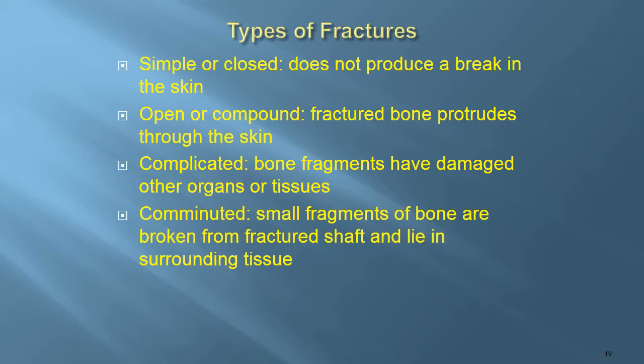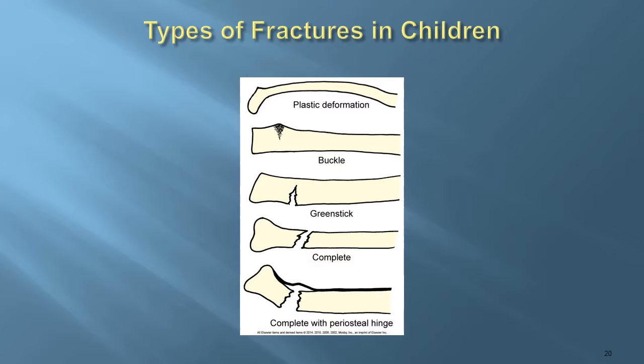Now let's talk about the types of fractures. There are simple or closed, where there is not a break in the skin. Open or compound, where the fractured bone protrudes through the skin. Complicated fractures are where bone fragments have damaged other organs or tissues. Comminuted fractures are where small fragments of bone are broken from the fractured shaft and they lie in the surrounding tissue. Here's a diagram of the types of fractures in children.